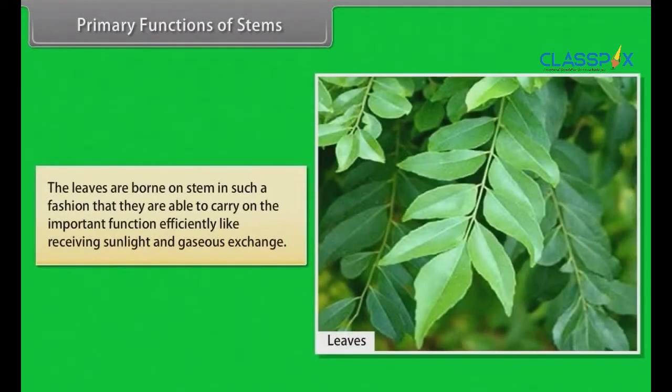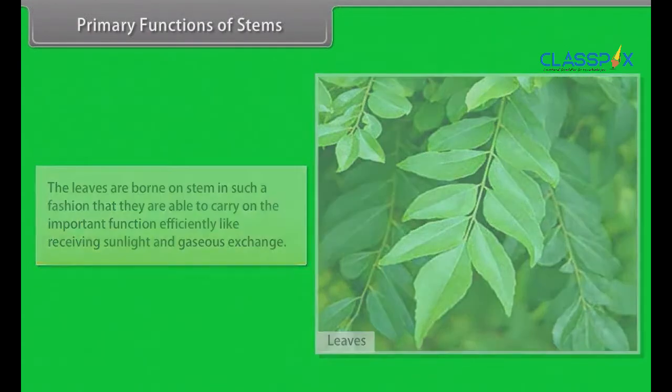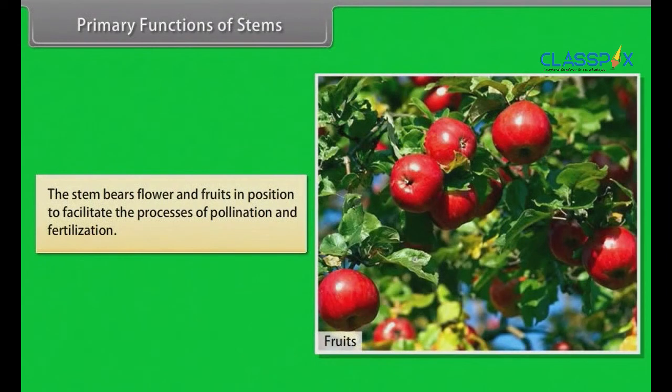The leaves are borne on stem in such a fashion that they are able to carry on the important functions efficiently, like receiving sunlight and gaseous exchange. The stem bears flowers and fruits in position to facilitate the processes of pollination and fertilization.